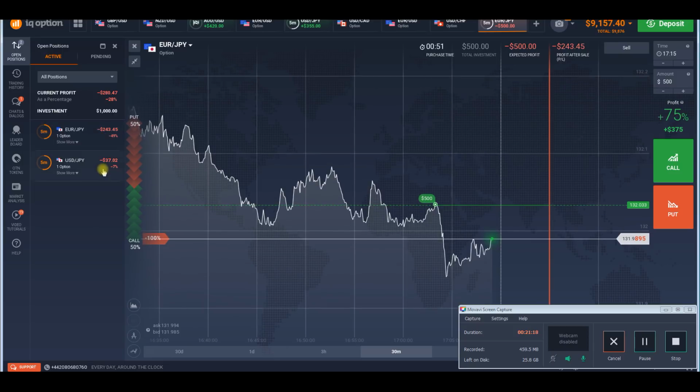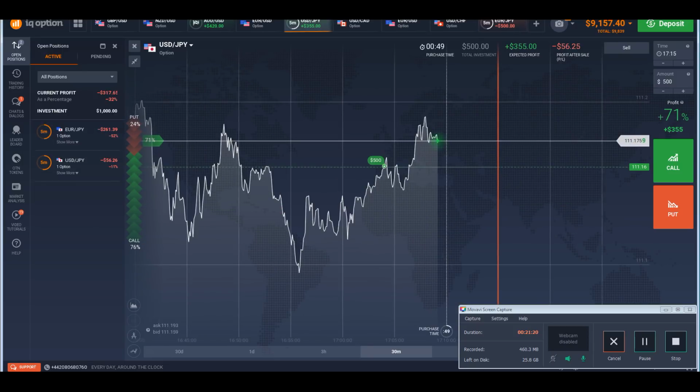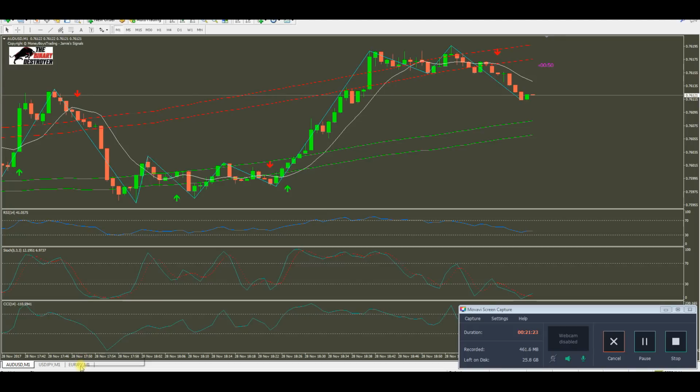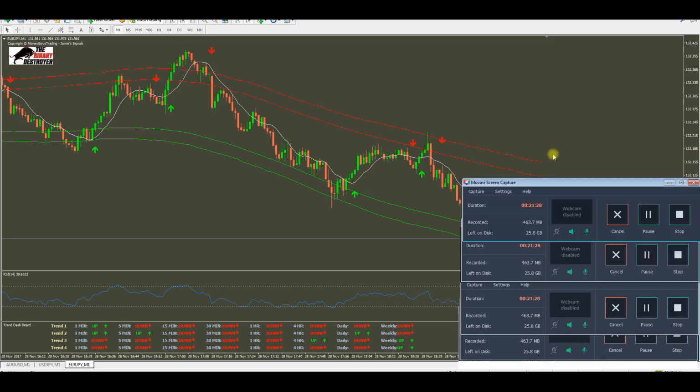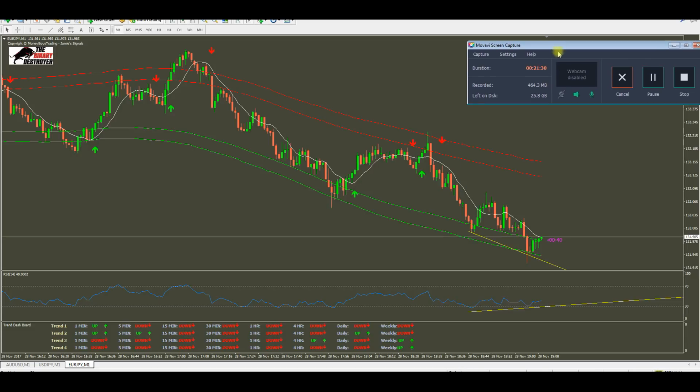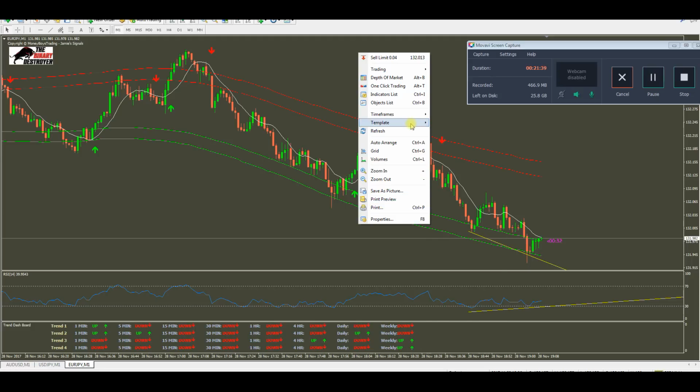Euro JPY is climbing now. That's interesting. Euro JPY is fighting. Well, it's climbing. You see how the RSI is rising now.